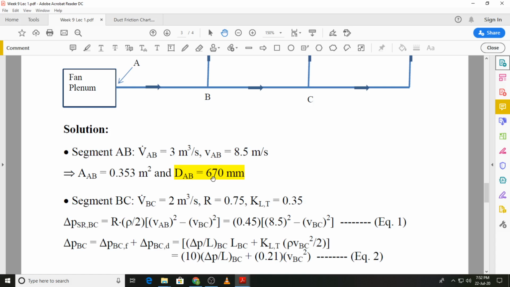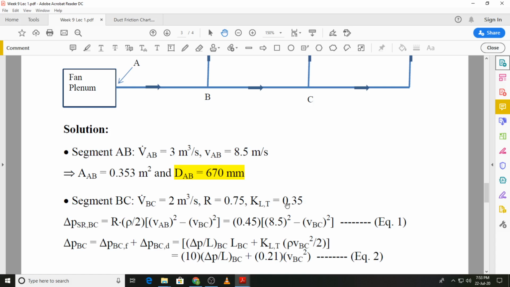Next is the part of the duct shown by segment BC. Because we have already taken 1 cubic meter per second at this T junction into the diffuser from B, the flow rate in segment BC is 2 cubic meters per second. A static regain factor is given, and in this segment we just have one source of minor loss, that is the T, and we are moving through the T, so the loss coefficient for T through is 0.35, and we will calculate the static regain.